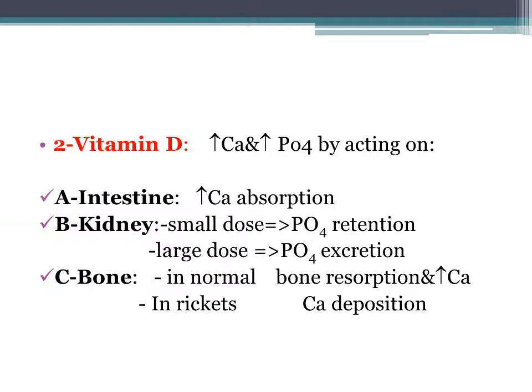Second, which also controls the calcium level, is vitamin D. The main source of vitamin D is sunlight. It maintains the calcium level within this range by increasing calcium absorption from the intestine, and also in the kidney and in bone. Also, for phosphorus, it increases the phosphorus level mainly through the kidney. In small dose, it causes phosphorus retention. In large dose, it causes phosphorus excretion. In bone, it acts in normal bone resorption.